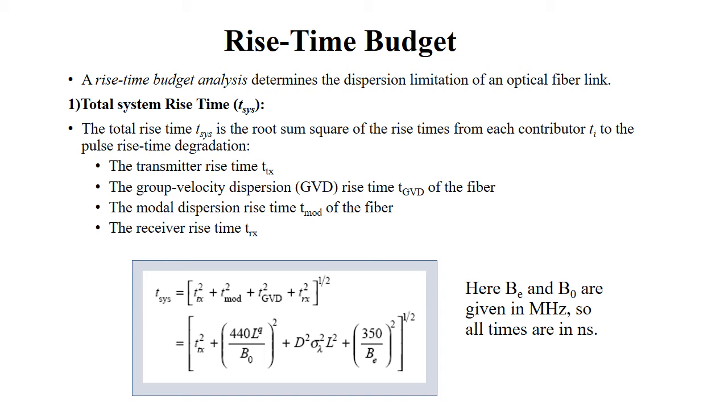Here the system spread is limited by 4 basic elements: transmitter rise time, group velocity dispersion rise time of the fiber, modal dispersion rise time of the fiber, and the receiver rise time. So that is equal to T transmitter squared plus 440 L power cube by B naught the whole squared plus D squared sigma lambda squared L squared plus 350 by BRX the whole squared, the whole power 1 by 2. Here BRX and B naught are given in megahertz, so all the times are in nanoseconds.